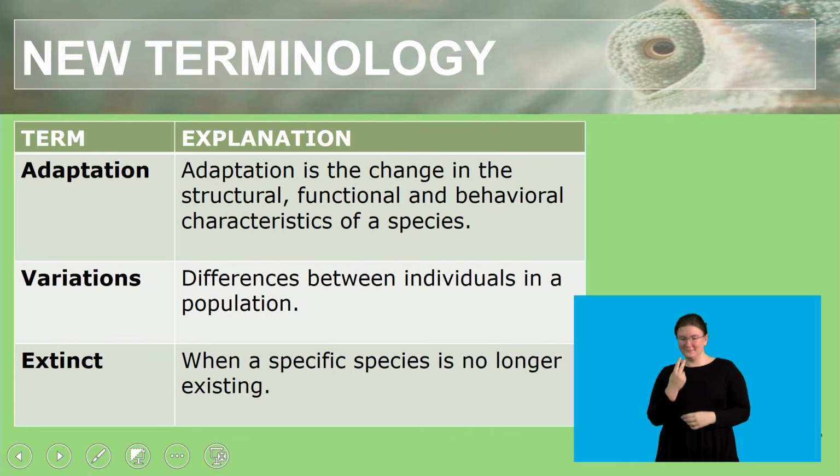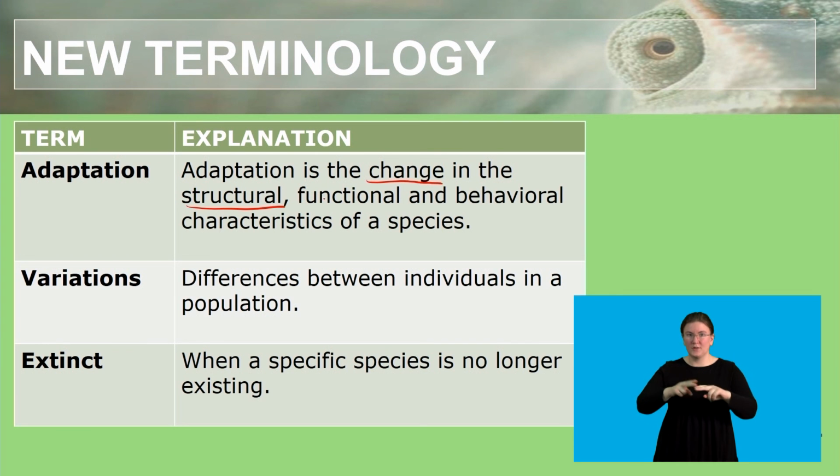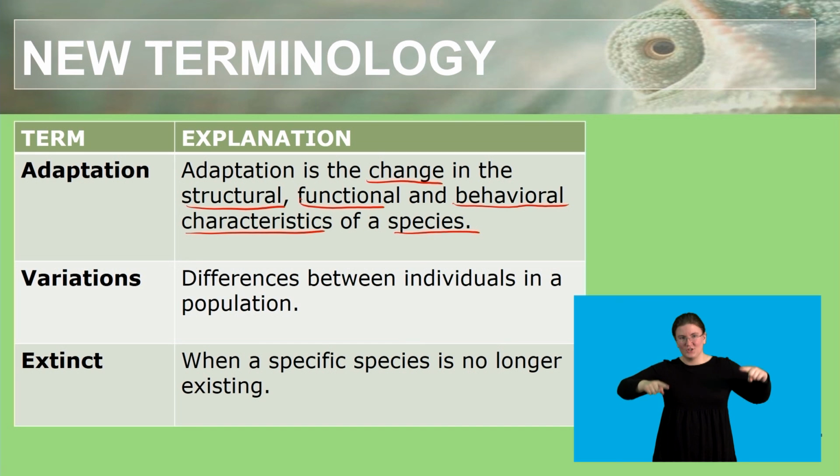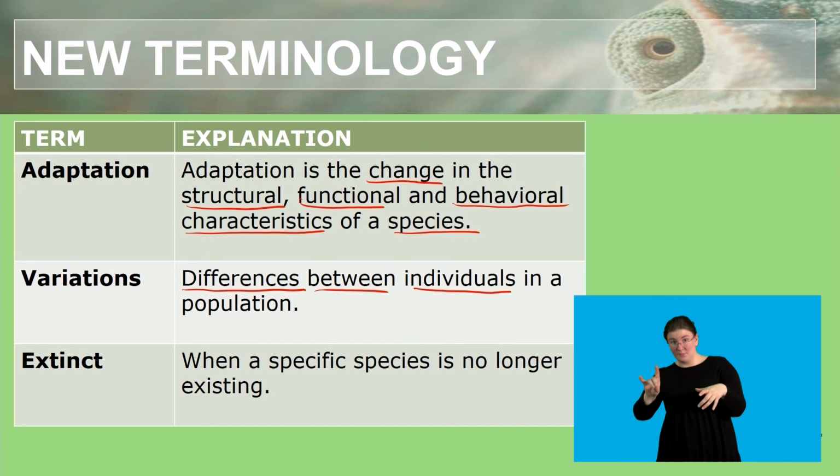And then we are also going to come across new words in today's lesson. We are going to come across words such as adaptation. This refers to the change in the structural, functional, and behavioral characteristics of a species. We are also going to see the word variations. These are differences between individuals in a population. Extinct is also a new word that we will see. This is when a specific species is no longer existing.